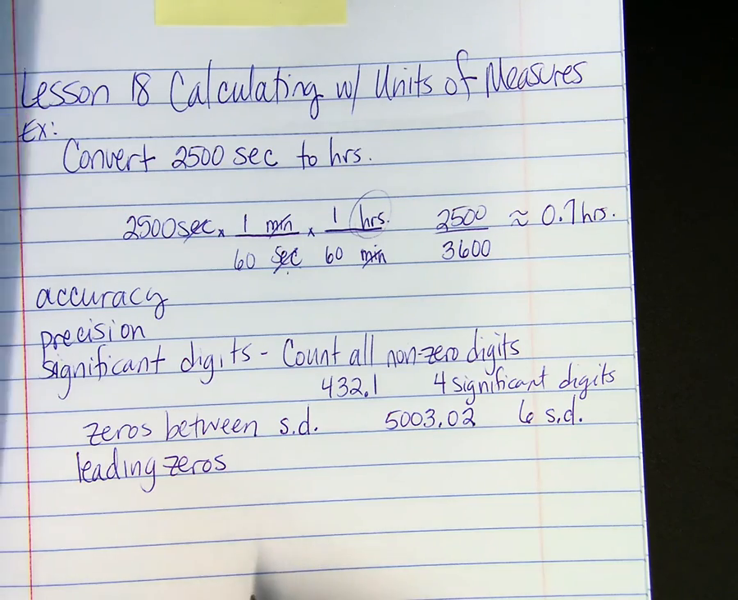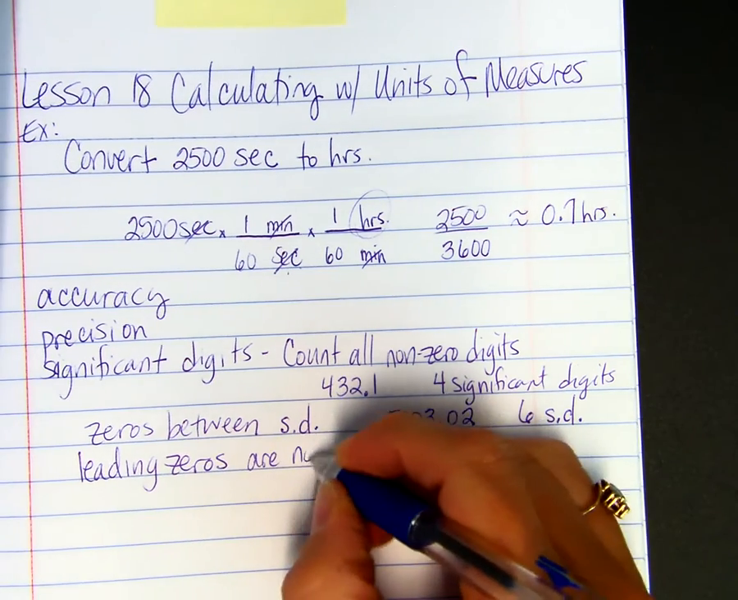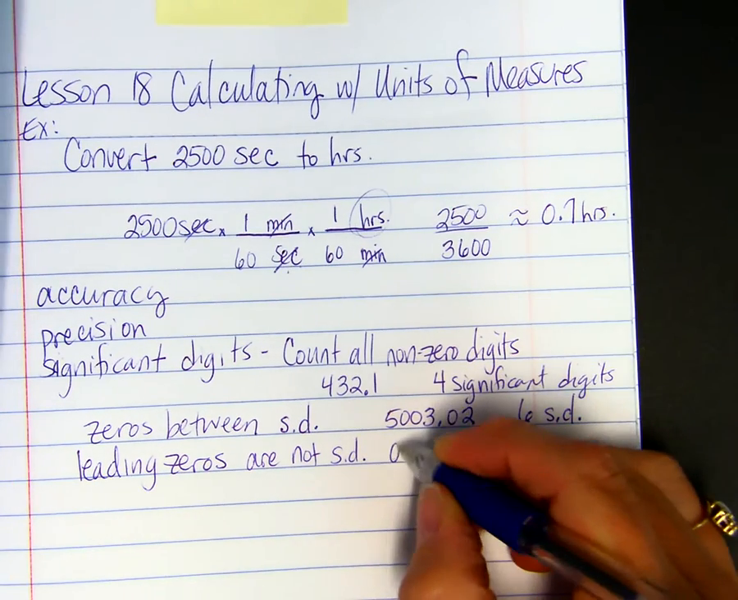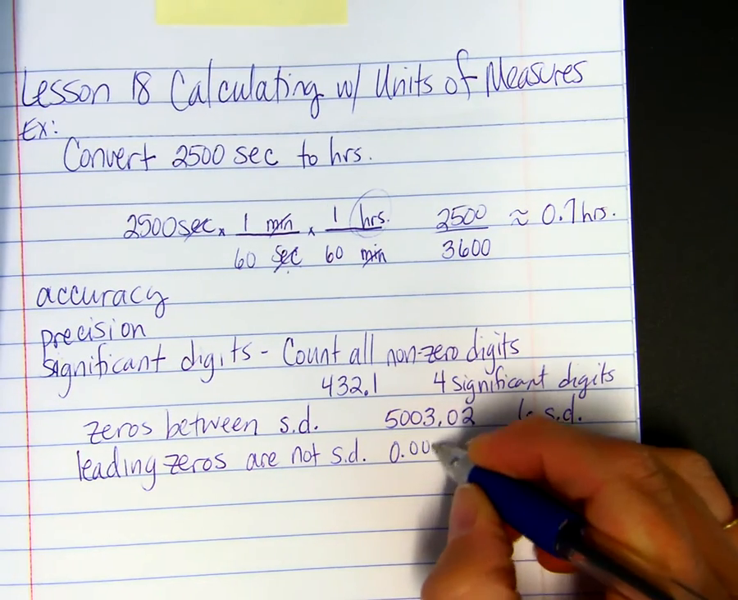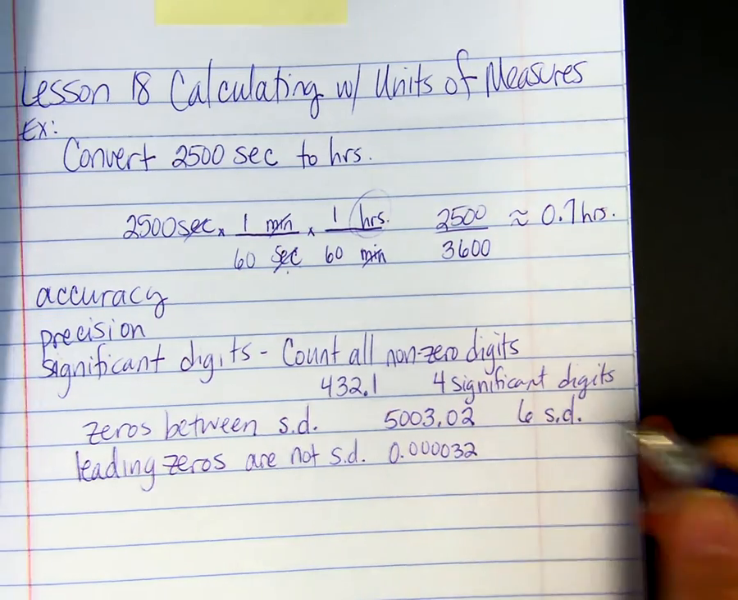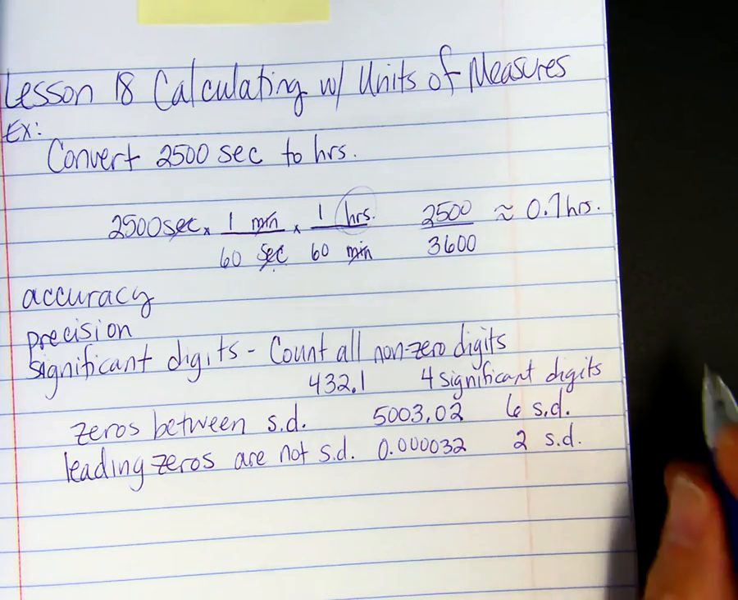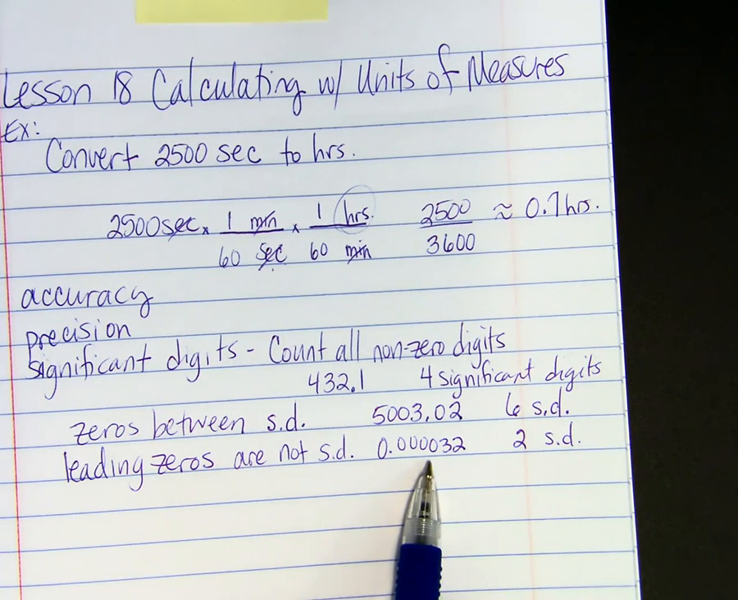Leading zeros are not significant digits. So in this number, it has 2 significant digits. Are we talking about scientific notation as well? Does that go along with significant digits?